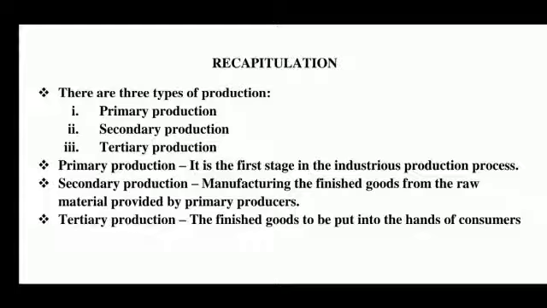Then what is secondary production? This includes all those industries involved in manufacturing the finished goods from the raw materials provided by the primary producers. It included textile manufacturers, motor car industries, steel industries, consumer good industries, etc. And the last one, tertiary production. The tertiary sector produces all those services which enable the finished goods to be put in the hands of consumers.